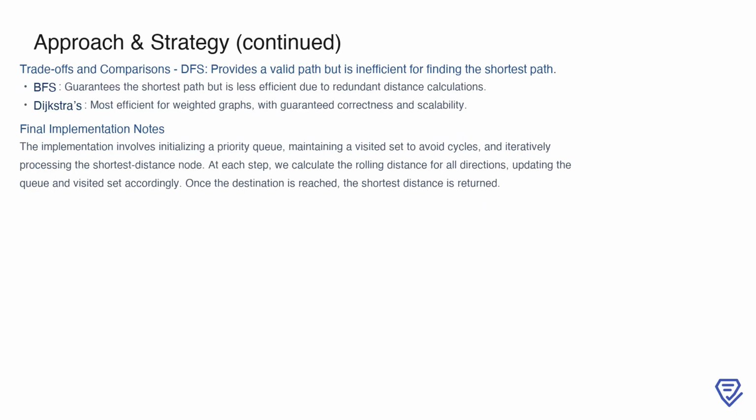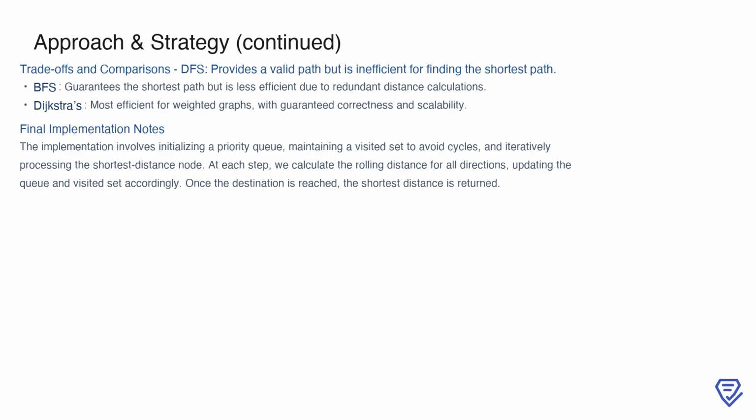When comparing the three strategies, DFS, BFS, and Dijkstra's, the trade-offs become clear. DFS can find a valid path but is inefficient for the shortest path due to its exhaustive search. BFS guarantees the shortest path but involves redundant calculations when handling rolling distances. Dijkstra's algorithm, on the other hand, stands out as the most efficient approach for weighted graphs, guaranteeing correctness while scaling well with larger mazes.